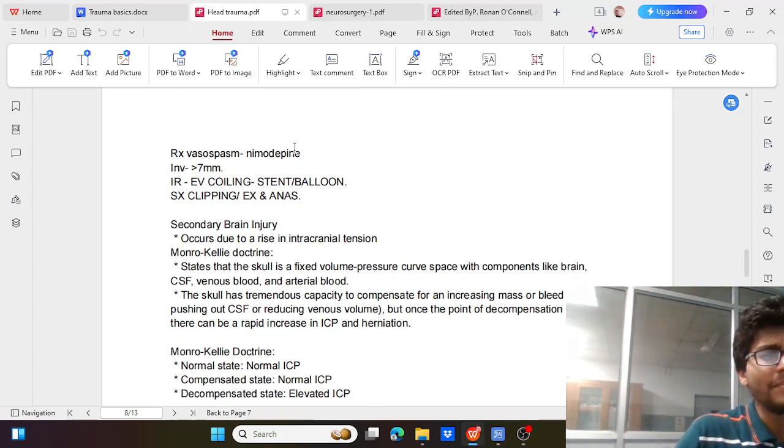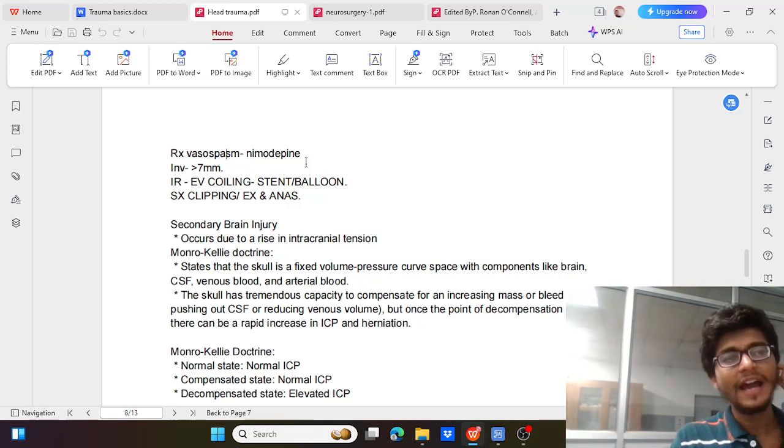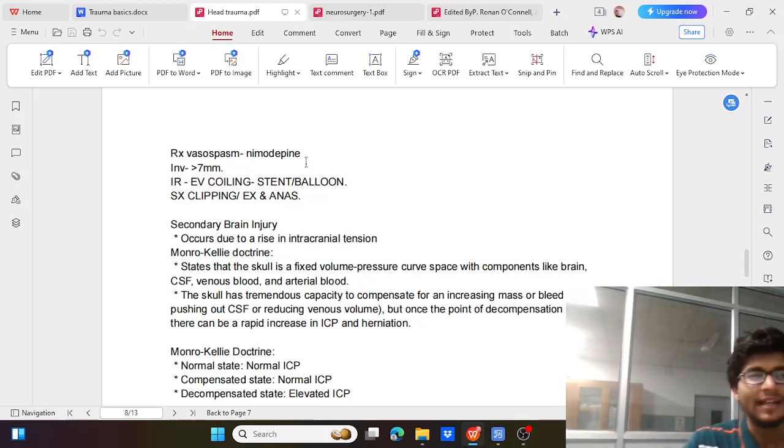So how do we treat? Mainly by conservative treatment, the patient can be managed. But if there is vasospasm, there we give nimodipine, which is a calcium channel blocker. Vasospasm is due to calcium, so we block the calcium channels with the help of nimodipine. So that can be used. And here we have the triple H principle, that is hypervolemia, hypertension and hemodilution. So with the help of these conservative techniques we manage this.